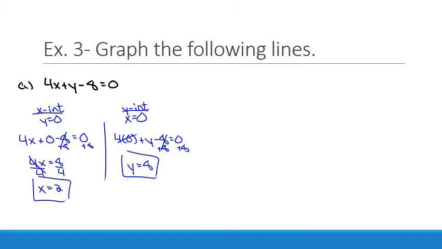So this would be step 1. Step 2, I'll just sketch it. 8, 1, 2, 3, 4, 5, 6, 7, 8. And then x is 2, 1, 2. And with a straight edge or a ruler, I would draw that line. I'm sorry, I'm drawing mine freehand.